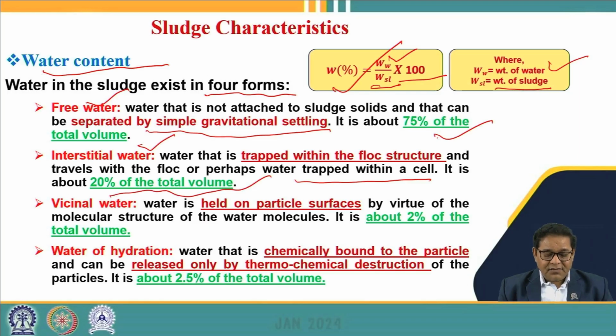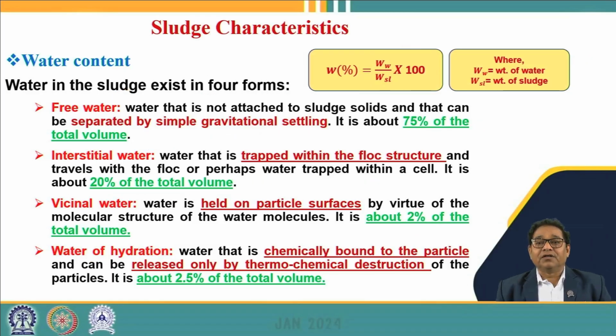And then vicinal water, which is held on the particle surface by virtue of its molecular structure. So this type of water accounts for mostly 2% of the total volume. And then there is another type of water, which is water of hydration, basically the chemically bound water to the particle, which can be released only by thermochemical destruction of the sludge. And it constitutes around 2.5% of the total sludge volume.